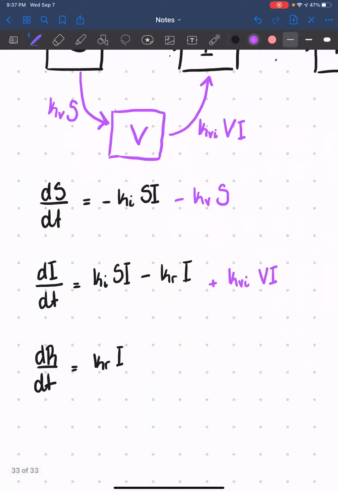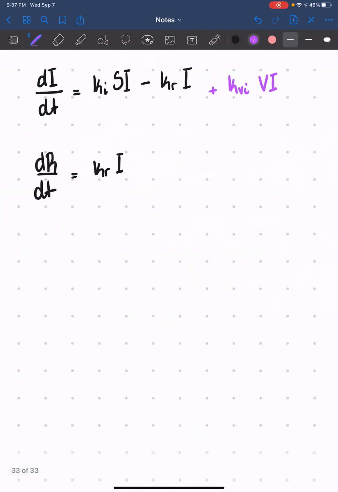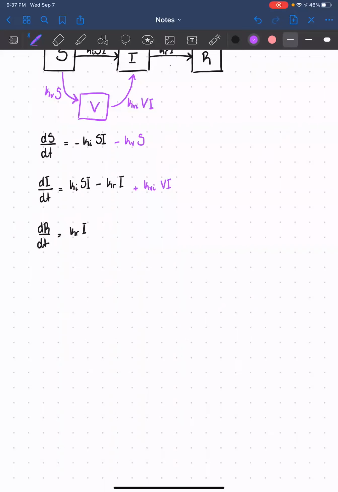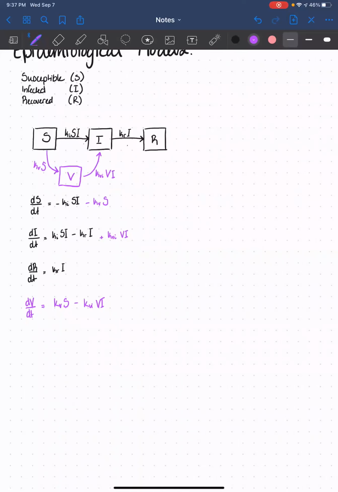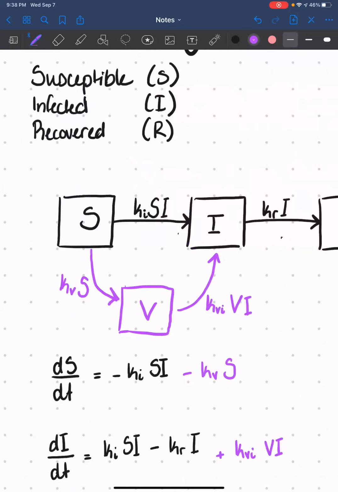But we do need to write a new equation for our new species, V, and that will be dV/dt. And we know that people are entering this, there's an arrow going to it at the rate KV times S, and an arrow leaving it at the rate KVI times V times I. And so this is now our equation for a case where there are vaccinated people.